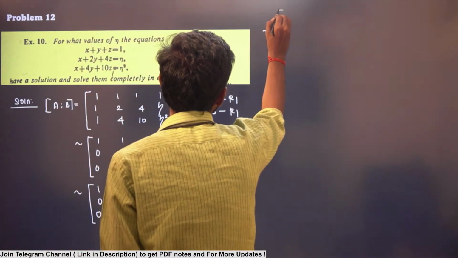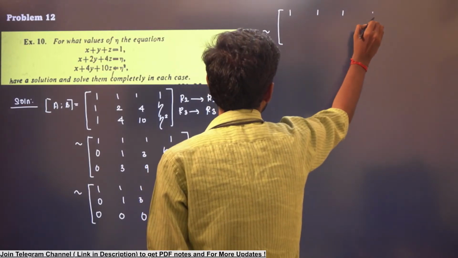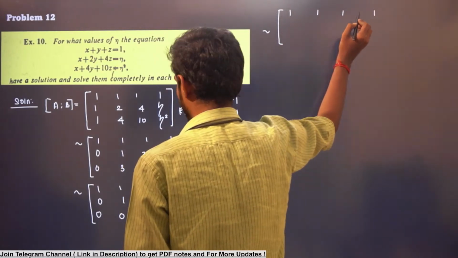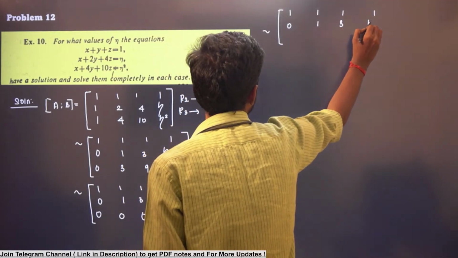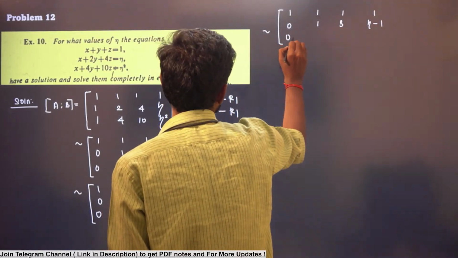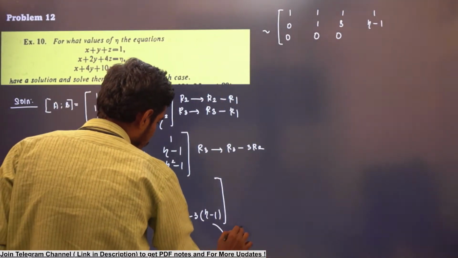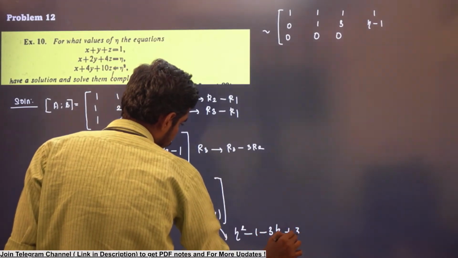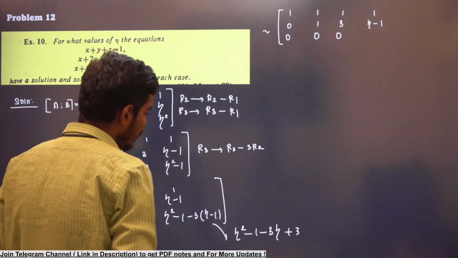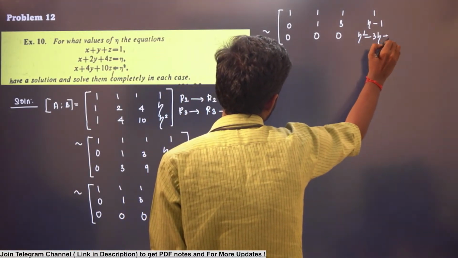So this is equivalent to 1 1 1 1, 0 1 3 eta minus 1, 0 0 0, and this will be what? This is eta square minus 1 minus 3 eta plus 3, which is eta square minus 3 eta plus 2.